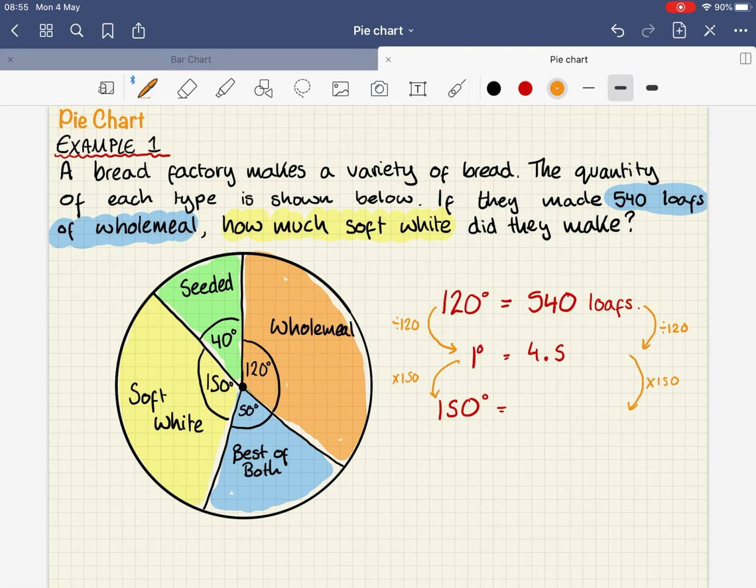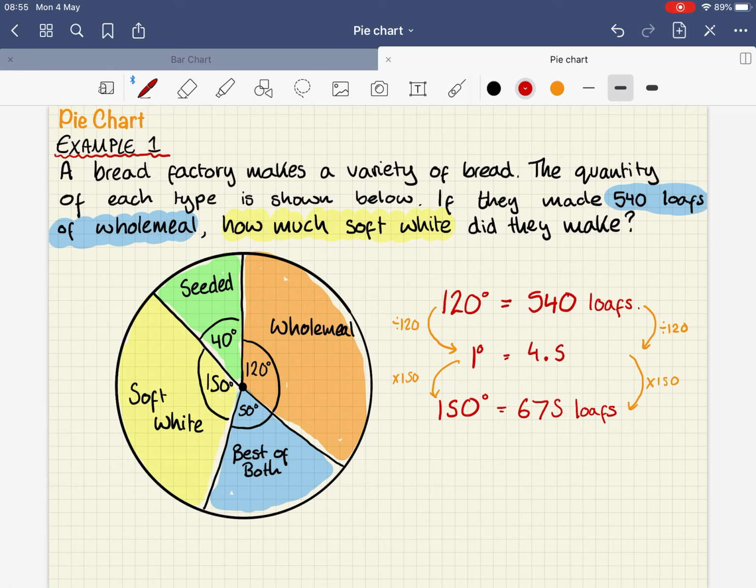I press divide on my calculator. Got really confused there for a second. And then that will give us 675 loaves. And so that's all you have to do. This sort of setup is really, really good for anything that is in a proportion. I'm a massive fan of this. I use it for a variety of different questions. So if you can get into the habit of it now, it's just going to make things a little bit easier and a little bit smoother later on.